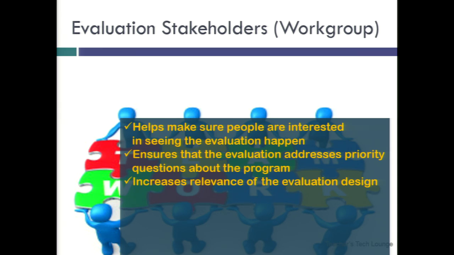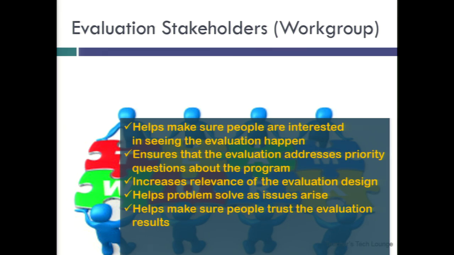You can increase the relevance of your evaluation design by engaging the right stakeholders, including program staff, for example. They may tell you what's possible or what's not. If you run into problems along the way as an evaluator, perhaps engaging stakeholders can help you solve that problem. Also, it's going to make sure that people trust the evaluation results, because you had engaged stakeholders all throughout the process. And again, it's going to make sure that people will use the evaluation results.